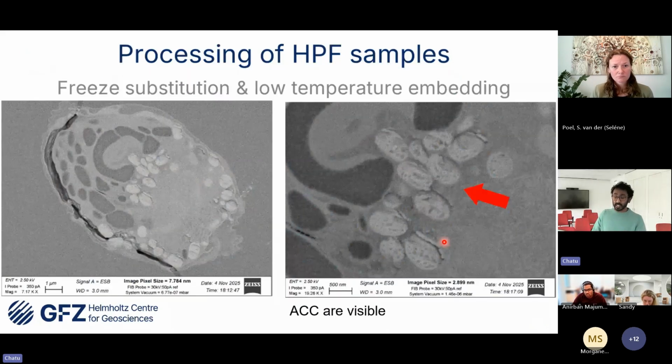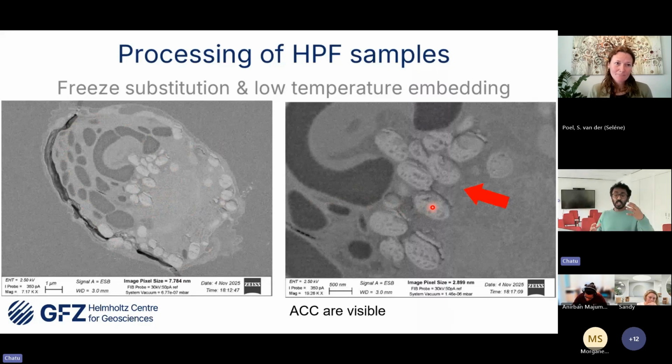Then we could see that the minerals we want to see inside the cells are being preserved, and at the same time we can see the ultrastructure. Here you can see the calcium particles within the mineral. If you compare with the previous version where we used only room temperature, these are gone. But if we use only the high pressure freezing, then we cannot do all the things we want to do.